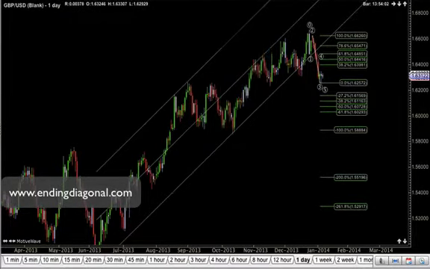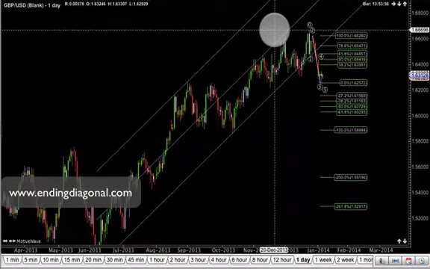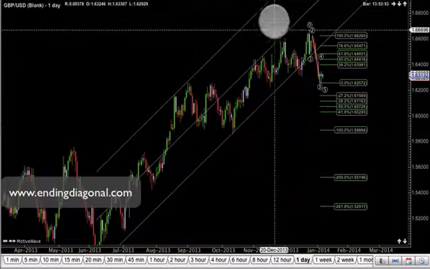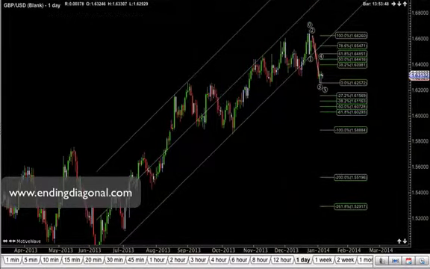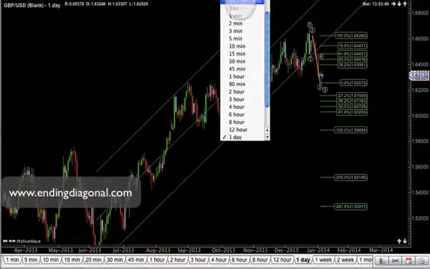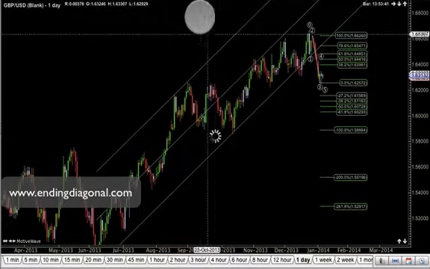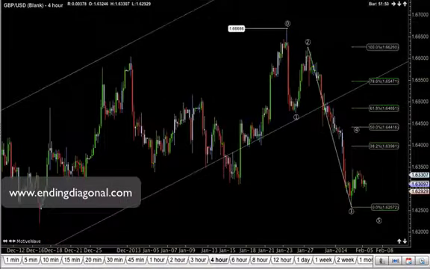which gives us reason to believe that the triangle correction on a multi-year degree is complete, and we should be looking lower at this stage. Okay, let's look at the 4-hour chart.